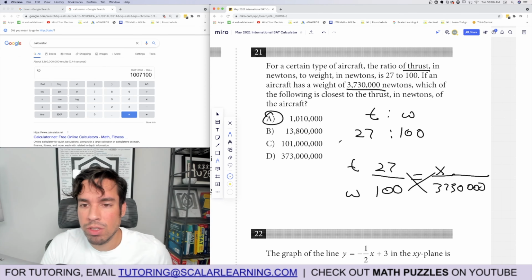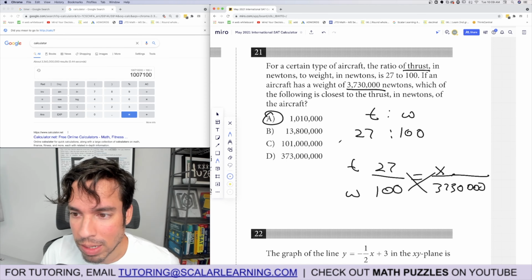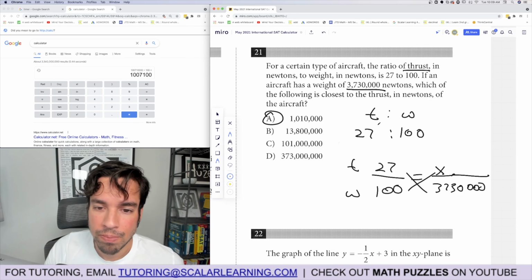Wait, let me just think about it for a second. Make sure I didn't misread anything, because now we're in the 20s. Could be a little harder. I could have missed something. For a certain type of aircraft, the ratio of thrust in newtons to weight in newtons is that. If an aircraft has a weight of that, what is the thrust? Yeah, I think I got it.